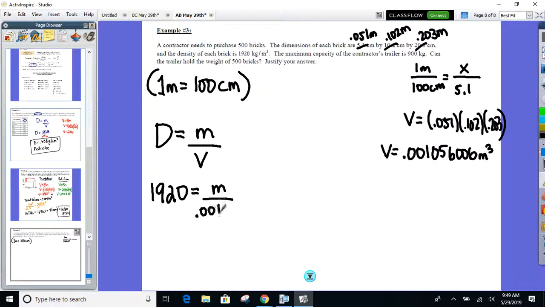And again, these have to be the same. Meters, meters. Can't have centimeters and meters. And then what are you going to do here to your equation to find the mass of a brick? Multiply them out. Yep, multiply them.